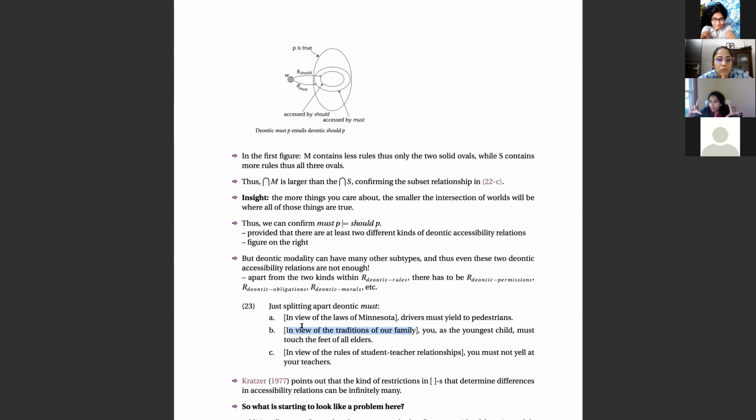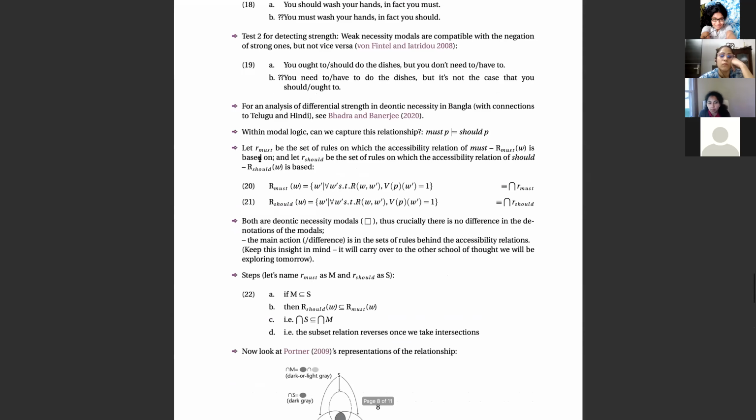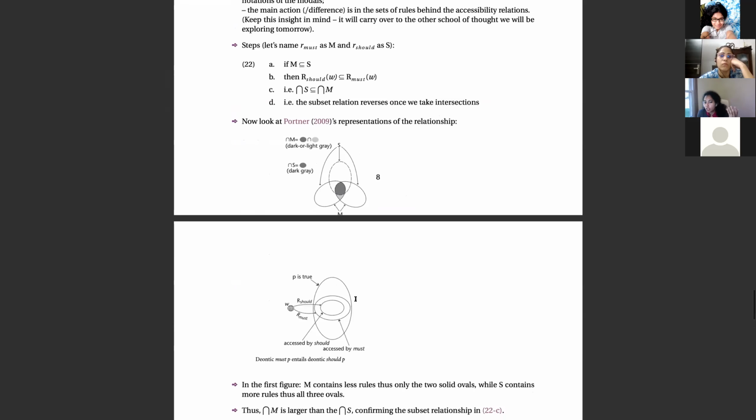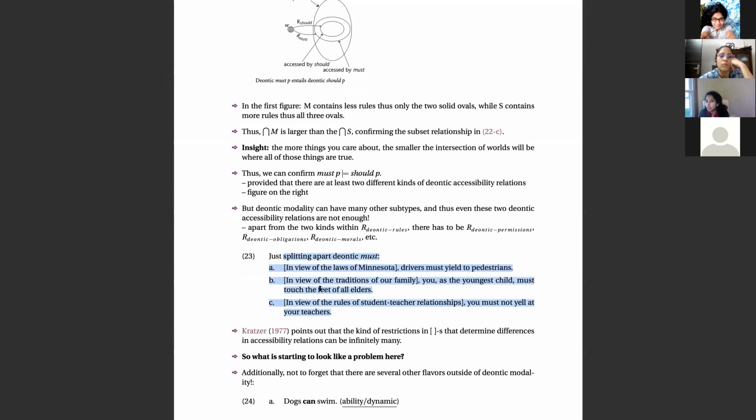This thing in brackets, Kratzer pointed out, that these can be infinitely many. Right? In view of these laws, in view of those rules, in view of those obligations, in view of these permissions. Every time you utter a must, you might be looking at different sorts of accessibility relations. Because each of the rules you're looking at, remember these rules given to us by our baby R here, can be different for each sentence here. So this can be infinitely many. You can have many corners of rules in your life that you're always using must for.